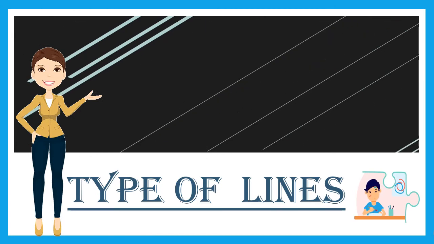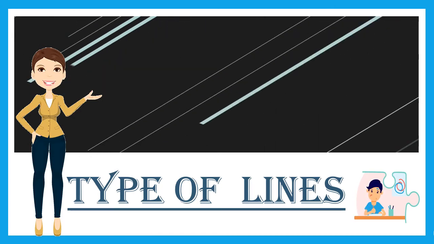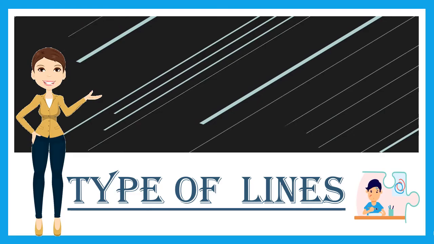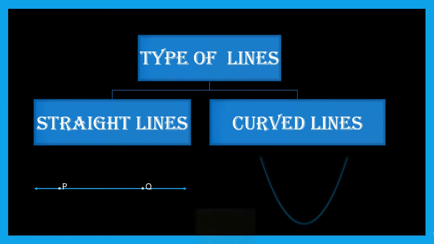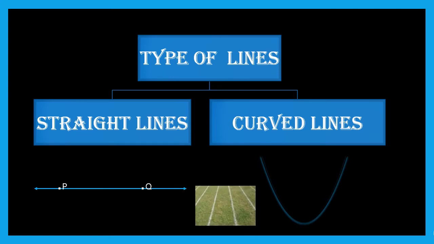Hi kids, today we are learning types of lines. There are two types of lines, straight lines and curved lines. So a straight line looks like this and a curved line like this. So here is an example of a straight line. You can see these lines are straight, and a road with curved lines. Okay, I hope it is clear.